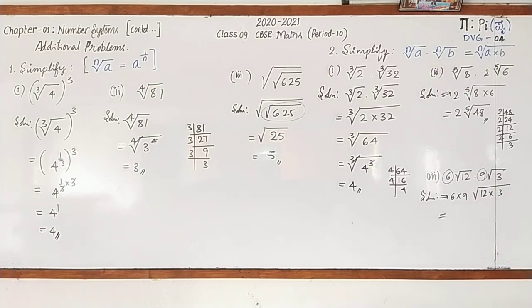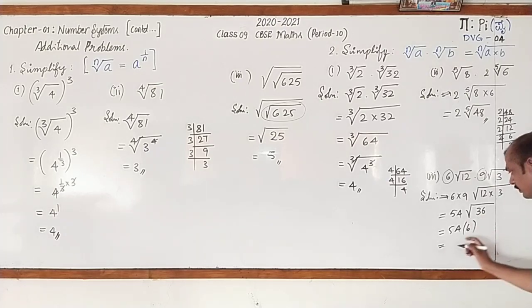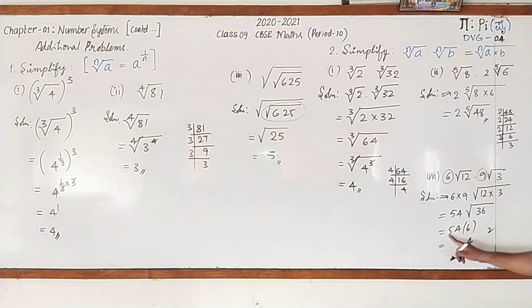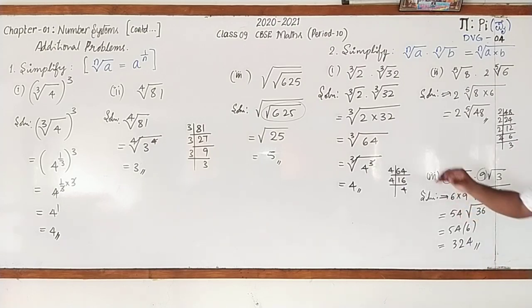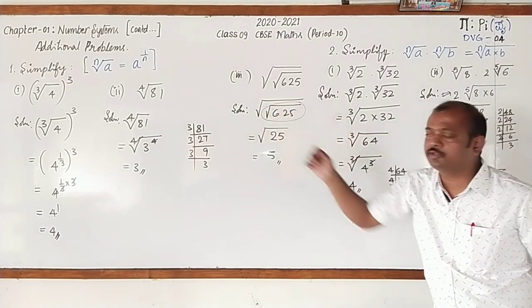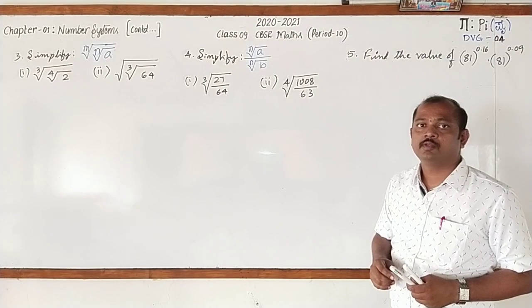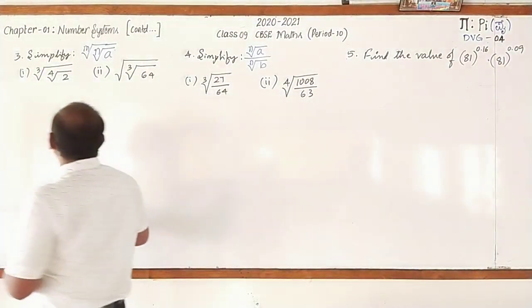Now 6 9s are 54, into square root of 12 3s are 36. 54 into square root of 36, and square root of 36 is 6. It is equal to multiply. 6 4s are 24, 2 is the carry. 6 5s are 30, 30 plus 2 is 32. So 324. Got it? Yes. You can just go for copying from there to here quickly. Yes. Go to the third one.